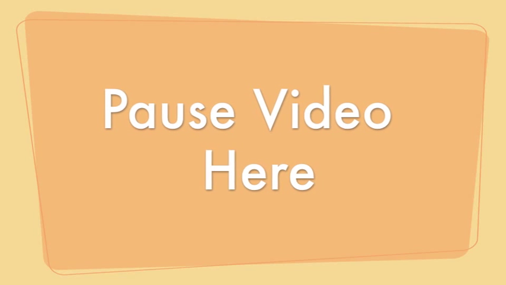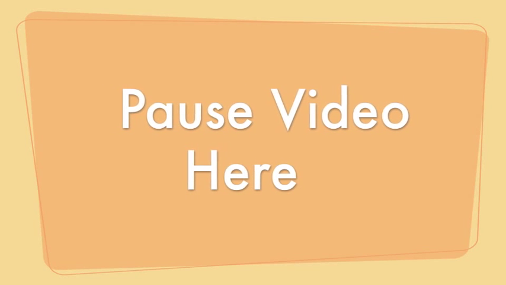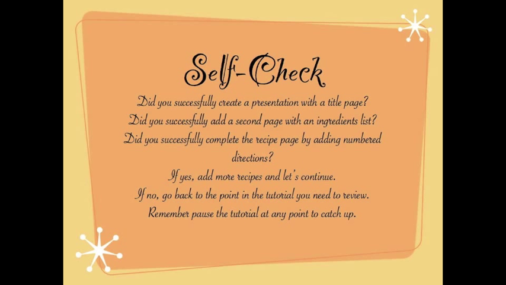Take a moment to pause the video here so you can complete the prior steps. It's time to check your progress again. So far, you should have created a presentation with a title page and added a second slide to serve as a recipe page with a title, an ingredients list, and numbered directions. Review what we have covered in the tutorial thus far if you have any lingering doubts. If you had successfully completed the first recipe page, you can begin adding more pages.